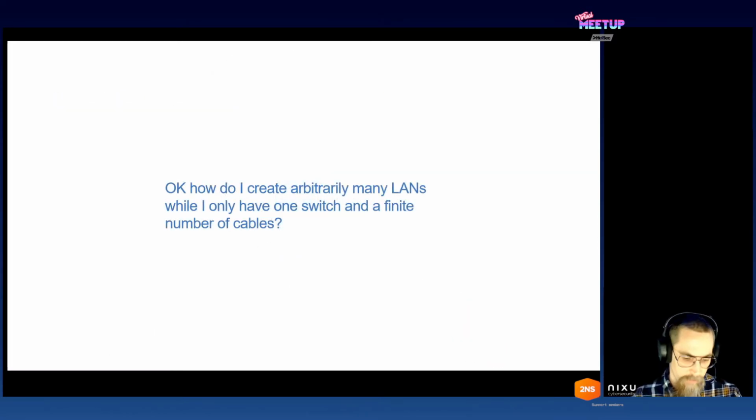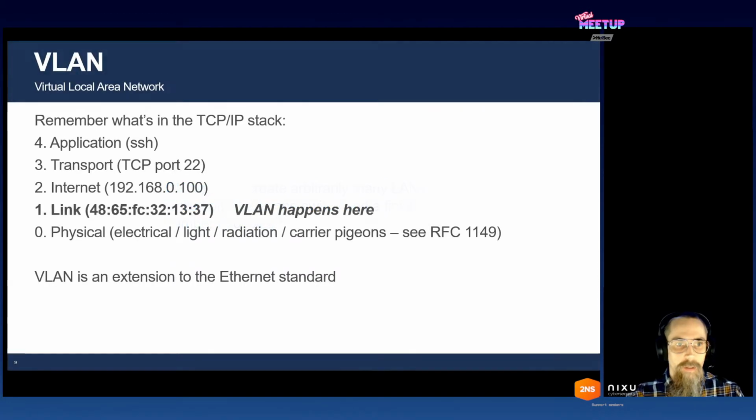Anyway, one of the questions is how do I actually create different networks and network segments so that I can have all those different things in their own networks. And I'm going to talk about a concept called VLAN, or virtual LAN.